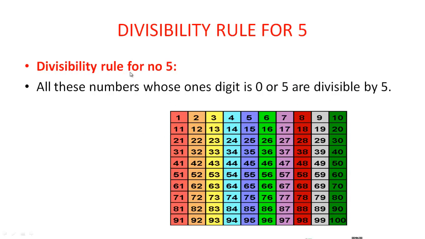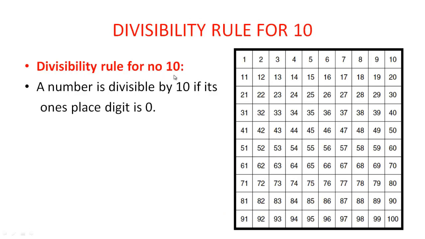Divisibility rule for the number 5. All the numbers whose ones digit is 0 or 5 are divisible by 5. This chart shows all the numbers from 1 to 100. Every fifth number is exactly divisible by 5. Divisibility rule for the number 10. A number is divisible by 10 if its ones place digit is 0.